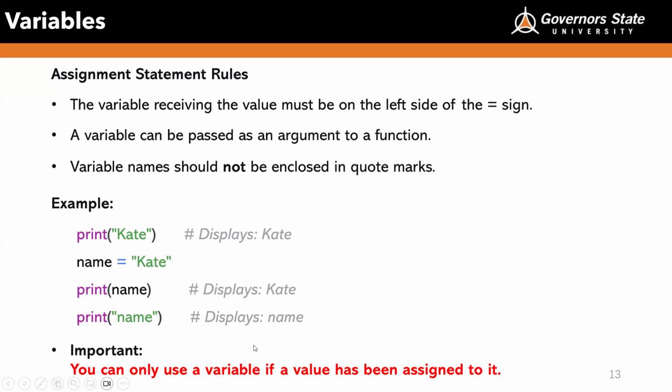Another important thing is that you can only use the variable if a value has been assigned to it. For example, the name has already been assigned here. If you switch those two lines, line number 2 and line number 3, it will give you an error. The compiler will tell you that name has not been defined yet. So you have to define variables before you want to access them.